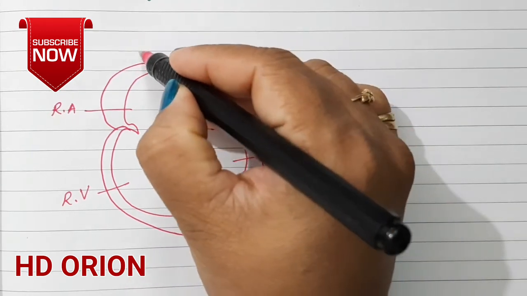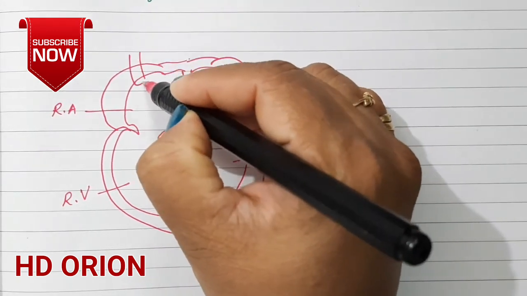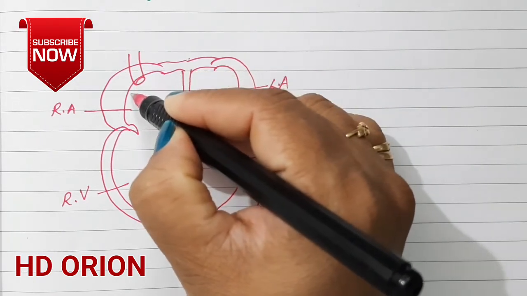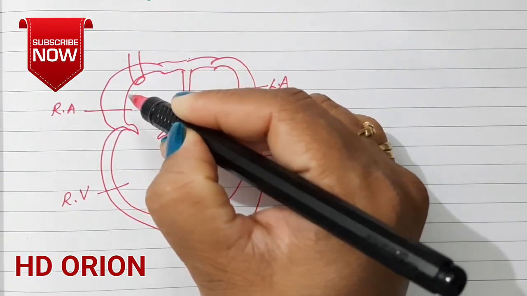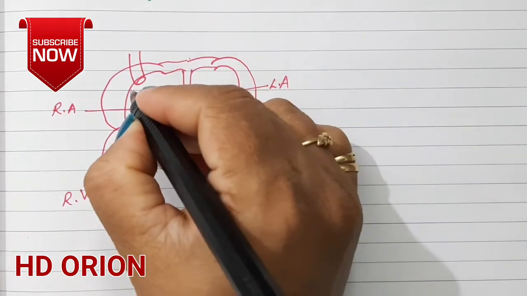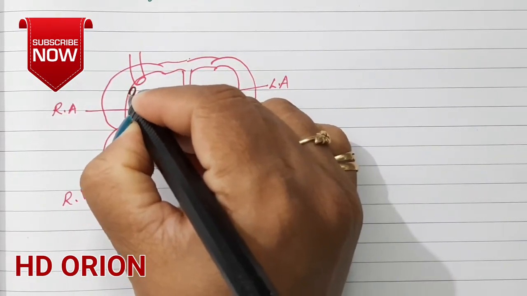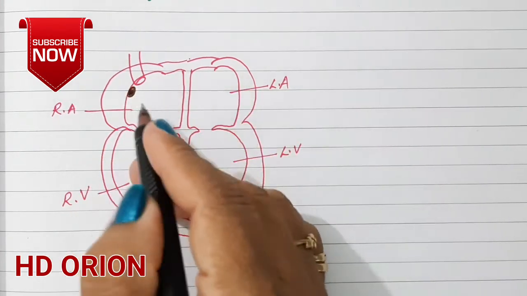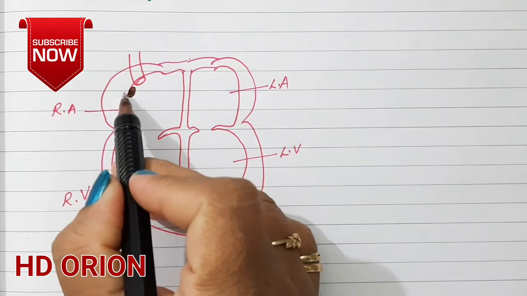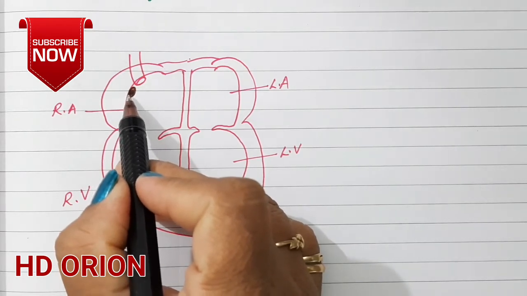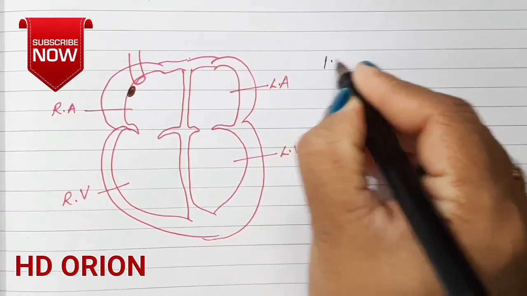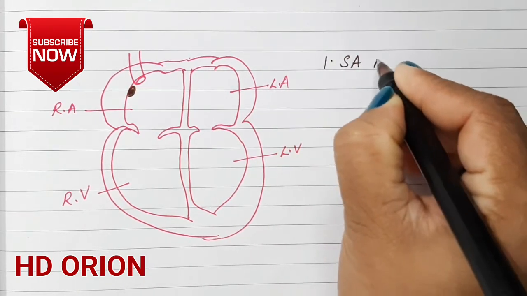Now, this is the entry of the superior vena cava over here, and near this entry, just the opening of the superior vena cava, is the nodal tissue, which is the SA node. Here is the SA node. It is not actually present inside the chamber. It is present on the right side of the right auricle. That means it is present in the wall. So the first one is the SA node.